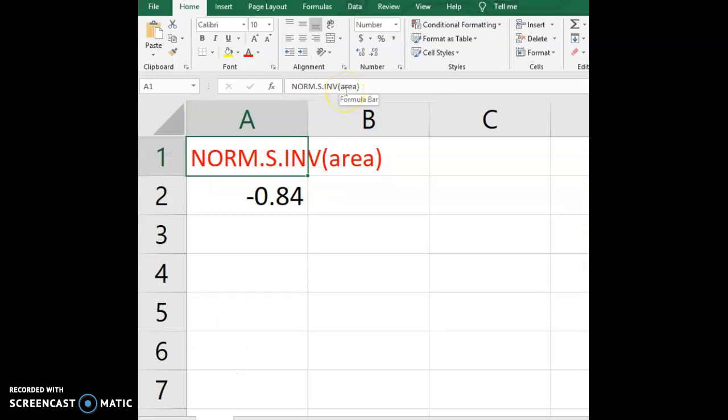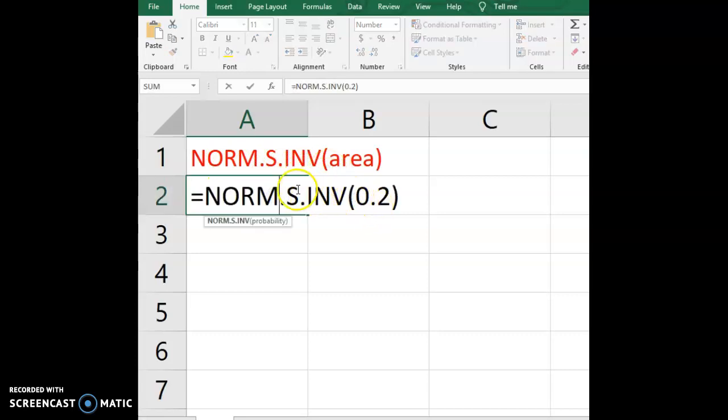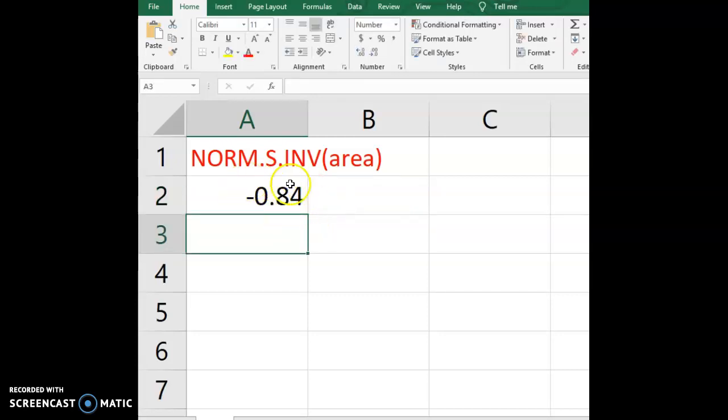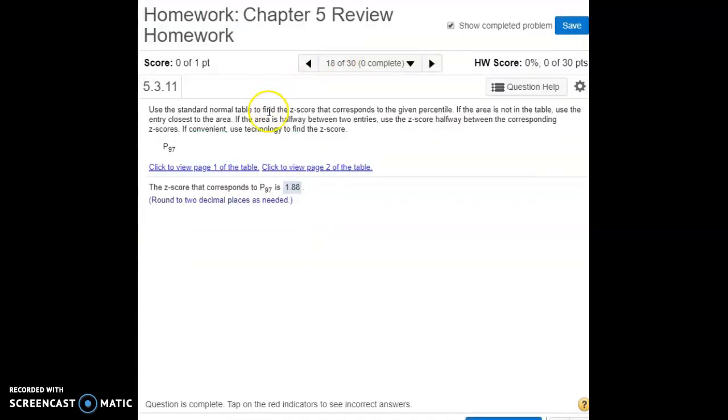20% is the same as 20% of the area, so we're using that same formula here, norm.s.inv, and we just want to put 0.2 in there for 20% of the area, or the 20th percentile being to the left of this particular z-score. In 18, we're finding a z-score that corresponds to a given percentile.